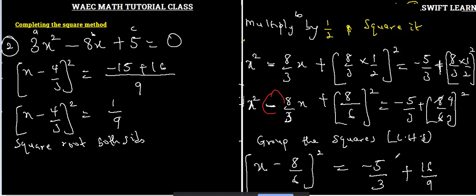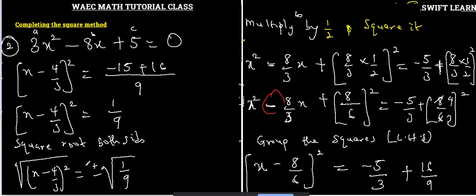So here you square root both sides: x minus 4 over 3 all squared equals the root of 1 over 9, plus or minus. I told you that when you are dealing with a root, it's always plus or minus. Always, don't forget that. Always plus or minus.